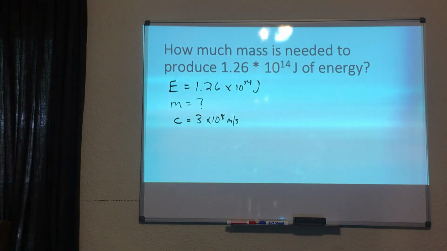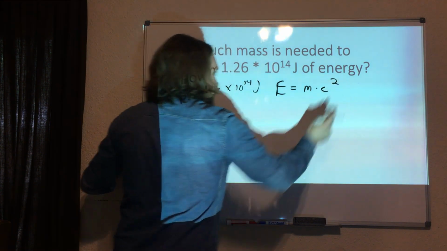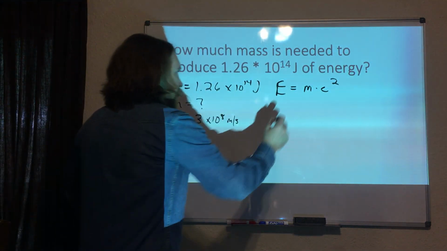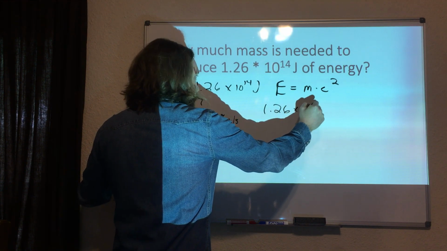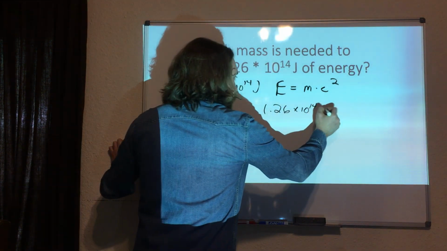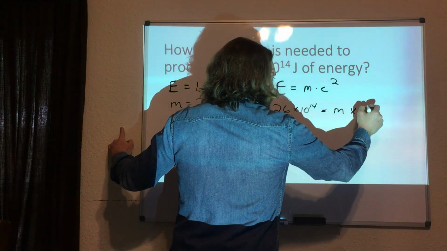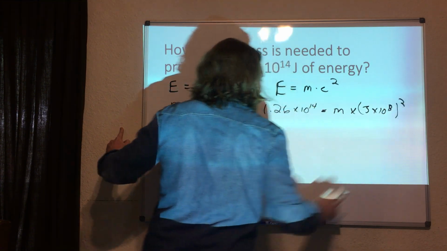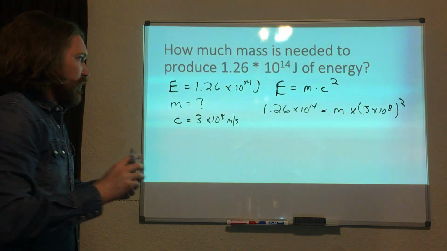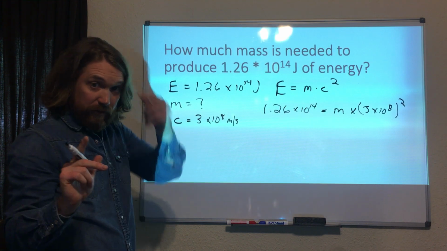All right, let me double check, make sure I'm still recording. Good. So our equation is E equals m times c squared. We plug in our E, 1.26 times 10 to the 14th. That equals our mass, which is I don't know, times our C, which is 3 times 10 to the 8th squared. So we know 3 times 10 to the 8th squared is 9 times 10 to the 16th. We've seen it a bunch of times.